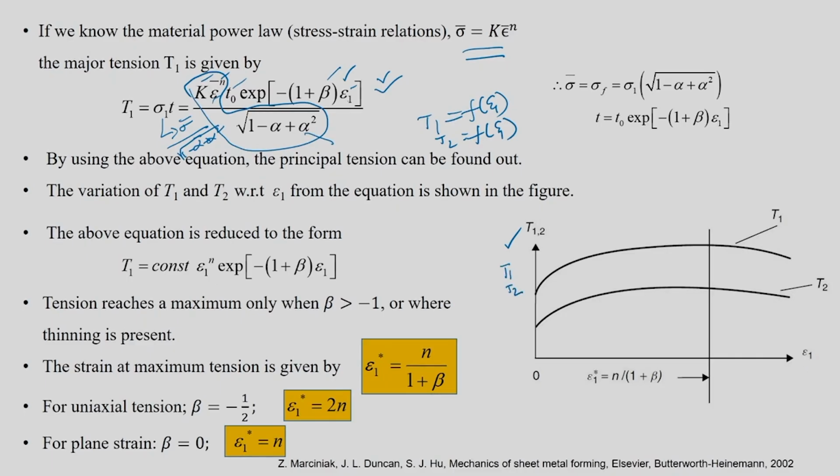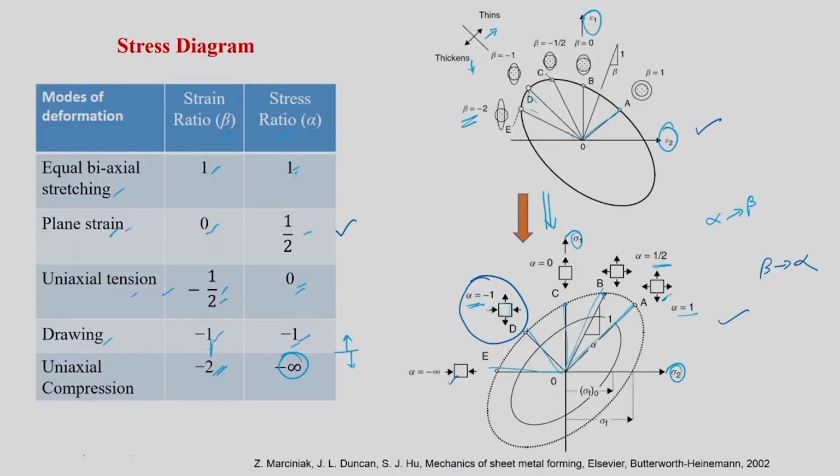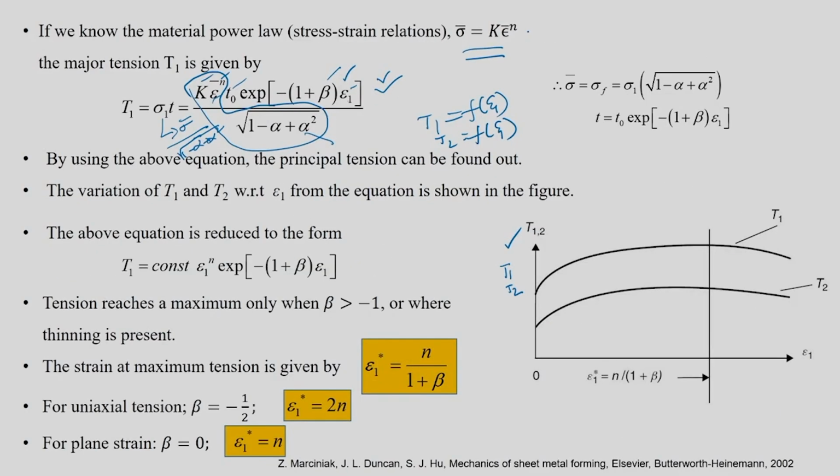And you will see that for those cases when you have beta greater than minus 1, that means this side. For those cases where you have thinning, you will get maximum load, and after that you will see that the maximum load is going to decrease, or tension is going to decrease. So, T1 is obtained and T2 can be obtained by knowing alpha.